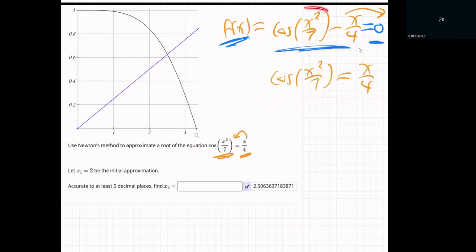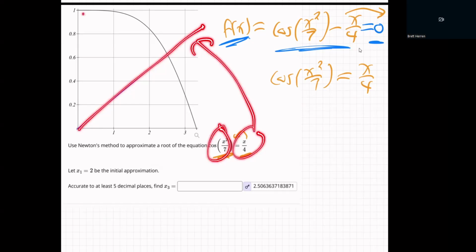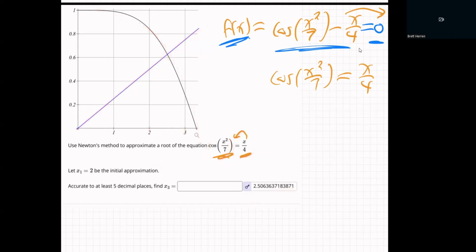So that's what we've got to do. It's basically type in this function. Whenever they give you two things equal, they have two graphs, right? Here's the x over 4, that's the linear part. This cosine one is this. Where do they intersect? Somewhere between 2 and 3. We can see right here, and from the graph as well. But when they give you two separate functions, just bring this guy over, get a 0. That's your function. Type that into Desmos.